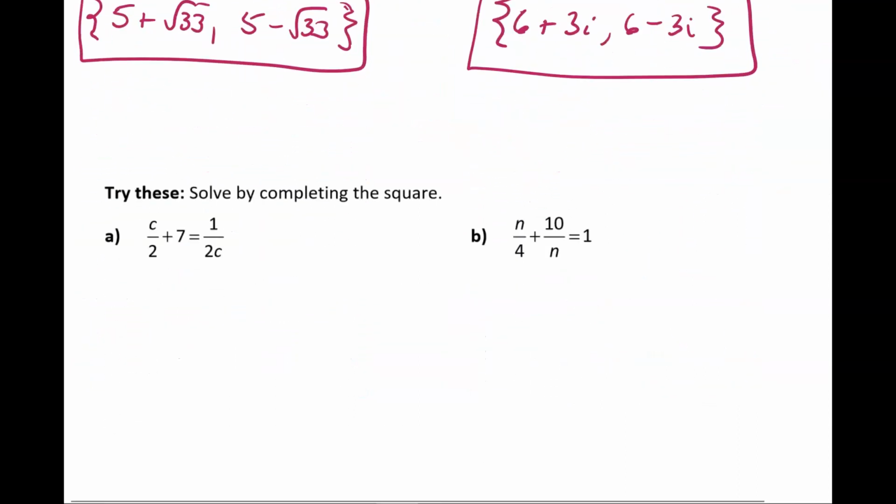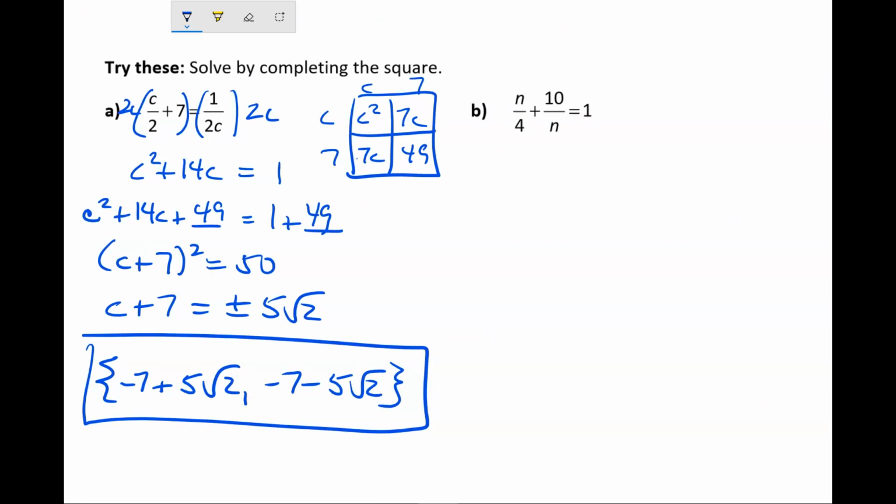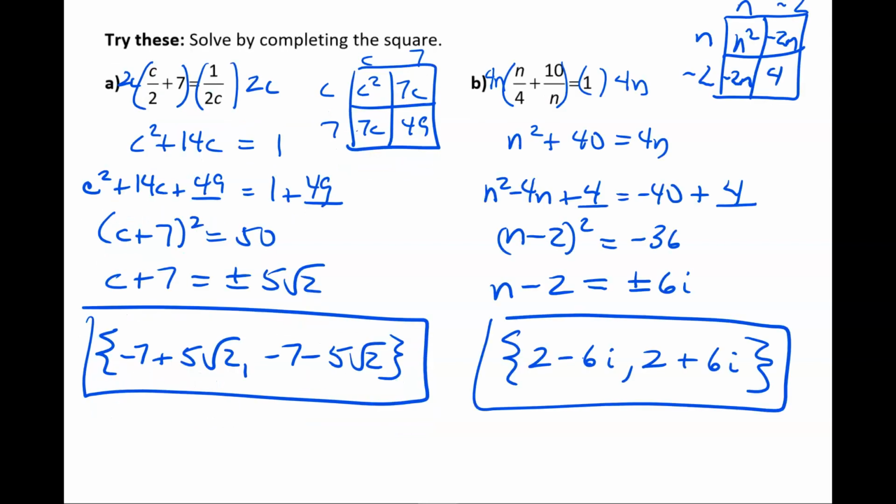All right, a couple for you to try. Try A below. All right, here's the solution to the first one, negative 7 plus or minus 5 root 2. Now try the second one. And there's the answer for the last example. 2 minus 6i and 2 plus 6i are the solutions to that equation.